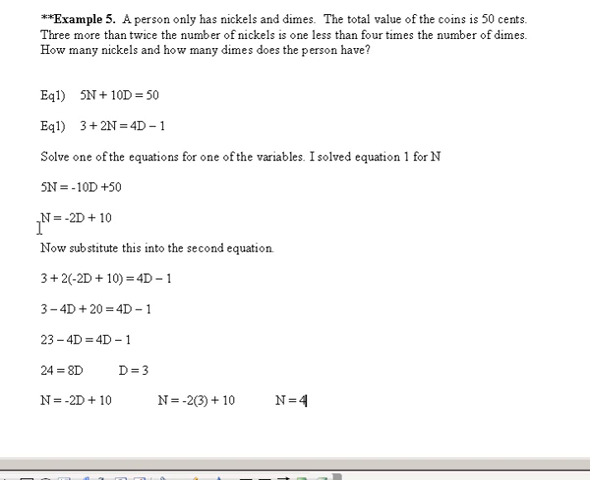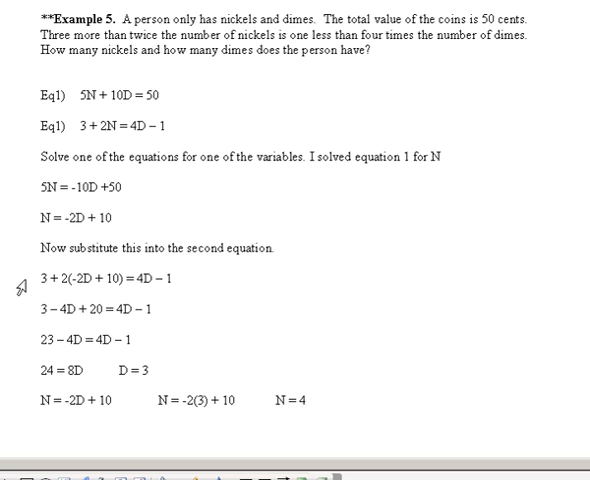Okay, so now I'm going to substitute this, that negative 2d plus 10, into the second equation. So I solve one equation, and then I substitute that into the second equation. That's what I'm doing right here, substituting the negative 2d plus 10 into this equation. So this equation will be 3 plus 2n. Well, what's n? Right here we just solved it, negative 2d plus 10. So I'm substituting the negative 2d plus 10 for n in the second equation, and continuing on out, equals 4d minus 1.